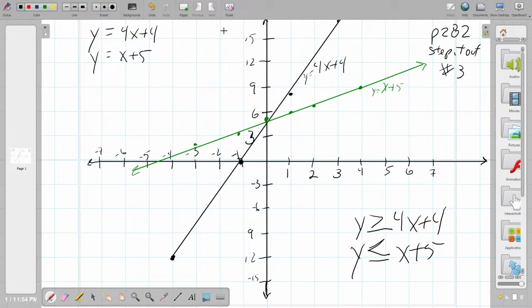So the only part that satisfies both of those things is going to be, let's see, we used green and black, so let's use blue, this part in here. All of this stuff satisfies those requirements because this is all less than or equal to x plus 5, and it's greater than or equal to 4x plus 4. So all of this going all the way back, we could keep going back down.